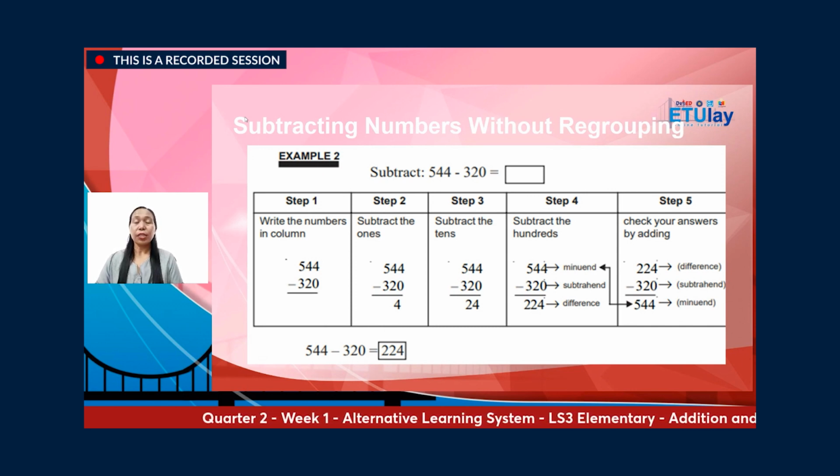Then, the answer is 224. Again, for you to check your answer, if it is correct, you are to add the difference, which is 224, plus the subtrahend, which is 320, and the result is the minuend, which is 544.